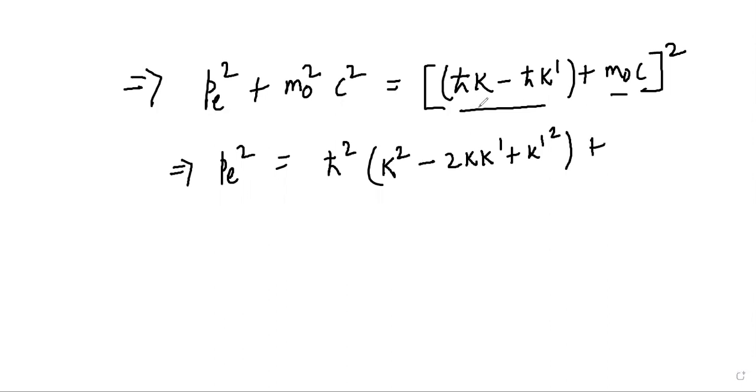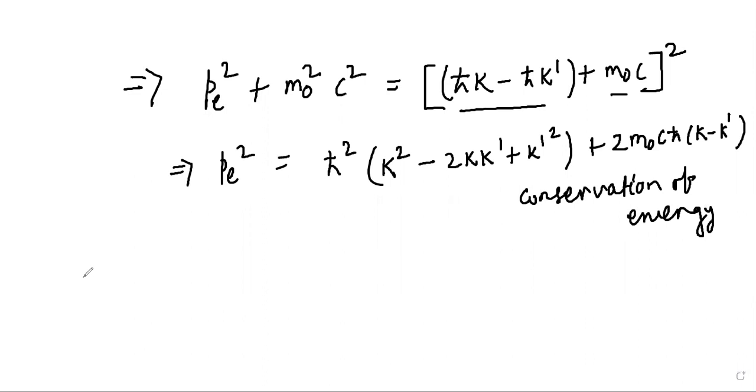Plus 2ab, you have 2 times m0 c ħ (k minus k prime), right? This whole thing we got. Okay, so now we are done with the conservation of energy. We got this pe square to be this using the conservation of energy principle. So conservation of energy we used here.